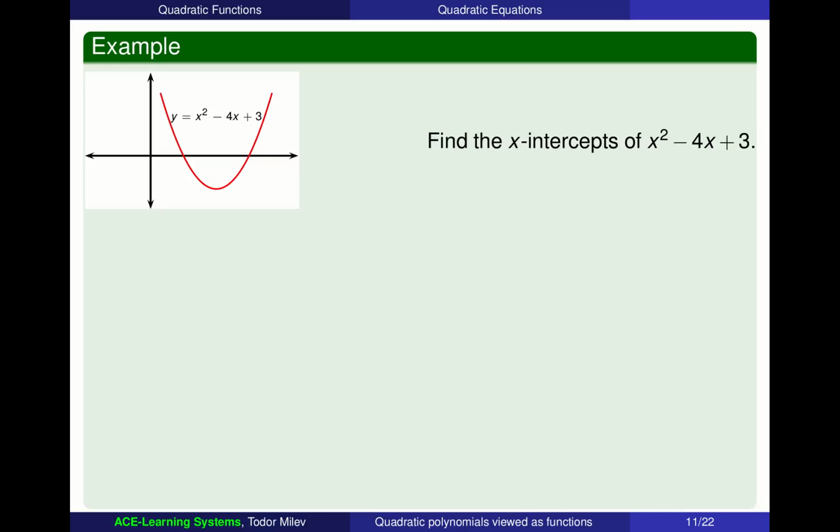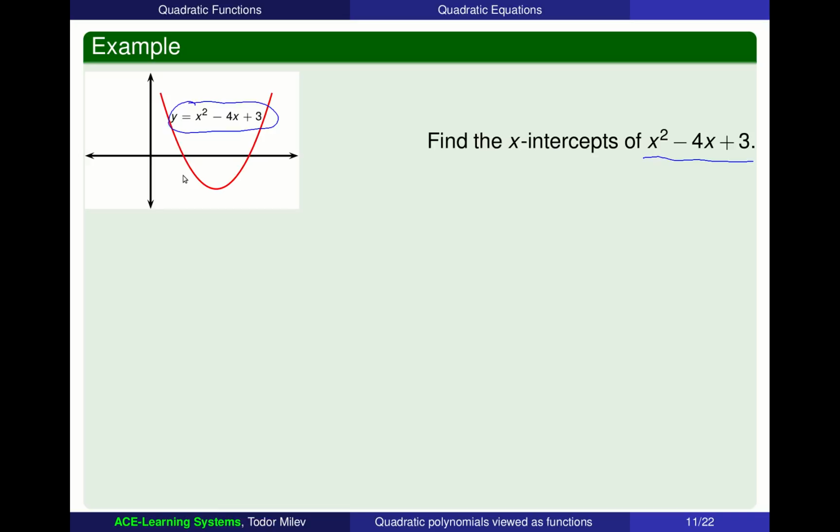In this example, we're going to apply the newly learned formula for solving the quadratic equation to find the x-intercepts of the parabola x squared minus 4x plus 3. So what we have here is this parabola, y equal to x squared minus 4x plus 3.